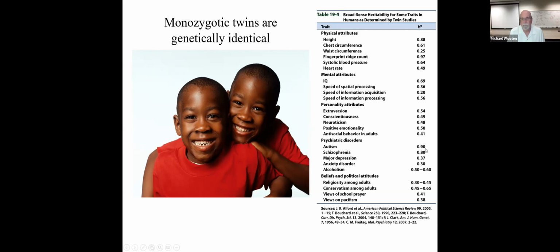Others, there seem to be things like autism and schizophrenia. We'll talk more about some of those later, as to what pathways might lead to them and why there would be a lot of genetic component to the variation that we see. Again, we're talking about variation. Other things, not so much.